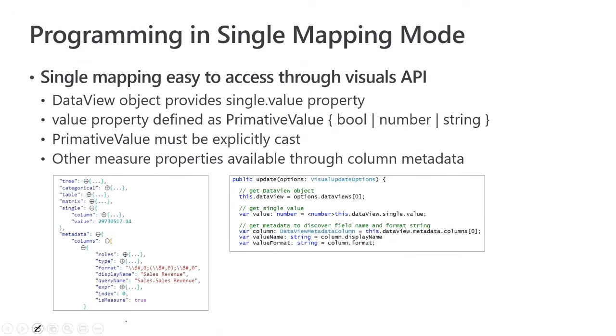But note down here that you can see in the object model, in update, you have this data view that's passed to you. The dataView.single.value will basically give you that value. You also have dataView.metadata.columns[0]. And here's how you get things like the display name, or I want to get the format string.